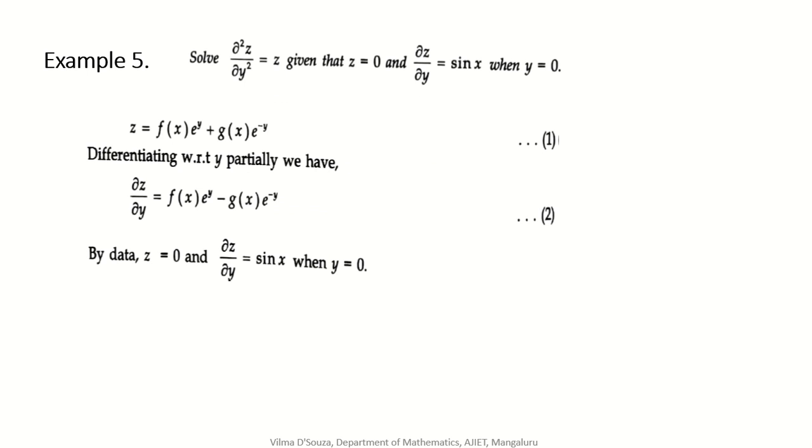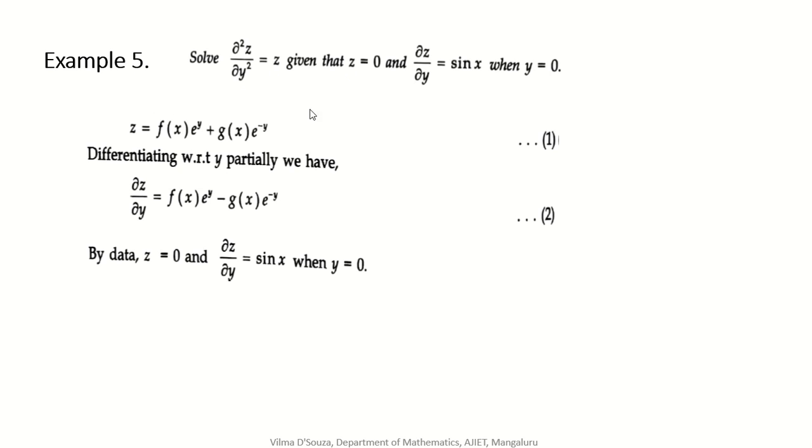We consider one more problem of similar type. This is also very simple. Solve dou square z by dou y square is equal to z, given that z equal to 0 and dou z by dou y is equal to sin x when y equal to 0. It's a simple problem. It is dou square z by dou y square is equal to z.